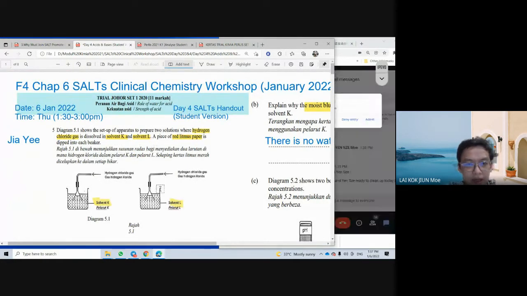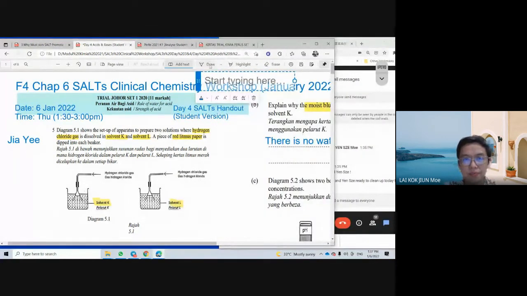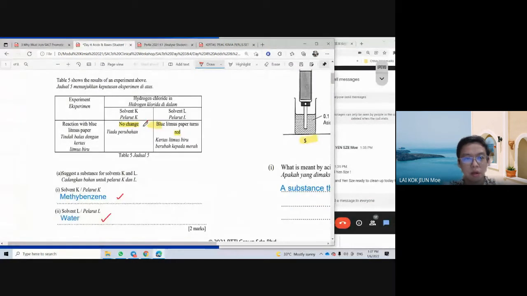Solvent K and solvent L. So you can see two different things inside. So you have the hydrogen chloride gas go into the solution. Okay, so the litmus paper will dip inside, so you will test whether got reaction or not. So for the K, no reaction. For the L, they got turn red color. So turn red color means, Jia? Acid. Yes. Remember always blue to red means acid.